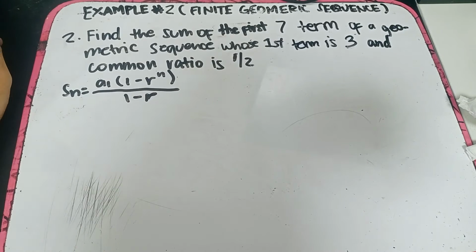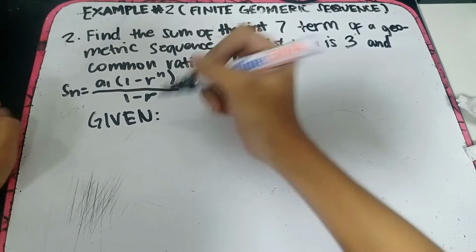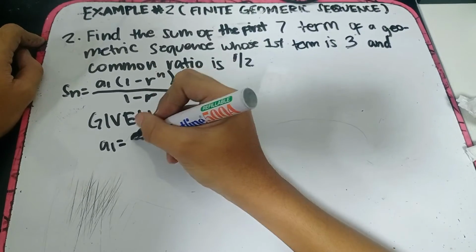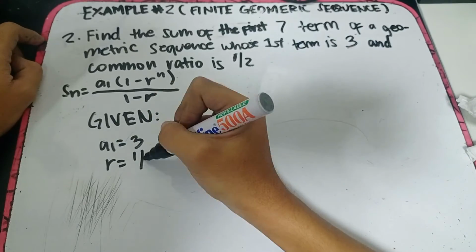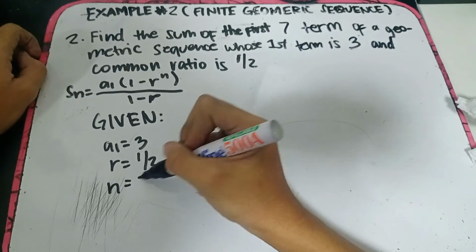Let's proceed to example number 2. Still, we are finding the sum of a finite geometric sequence. Find the sum of the first 7 terms of a geometric sequence whose first term is 3 and the common ratio is 1/2. Still, we're going to use the same formula that we used in example number 1. But first, we're going to look for the given. Based on the statement, our first term, or our a sub 1, is equal to 3 and our common ratio is 1/2. The number of terms that we are looking for is 7.